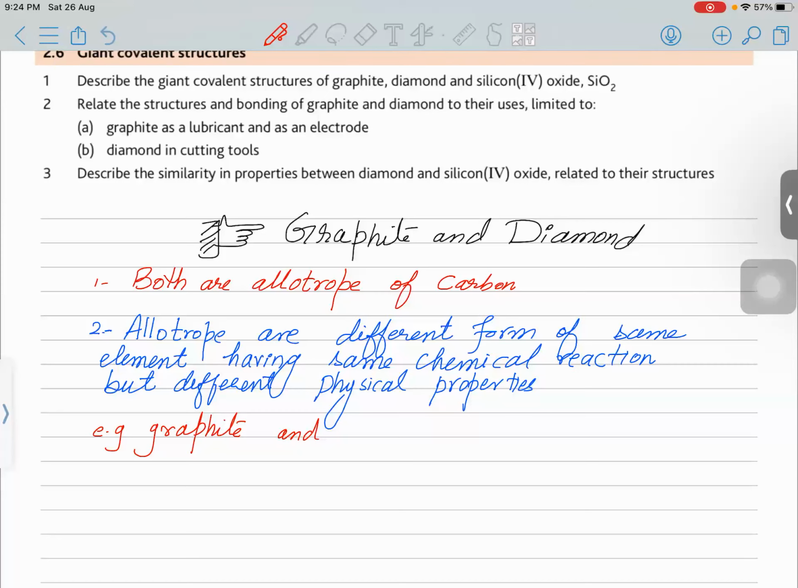Yes, sir. Can you tell what is written here? Allotropes are different forms of the same element having the same chemical reaction or chemical properties but different physical properties.